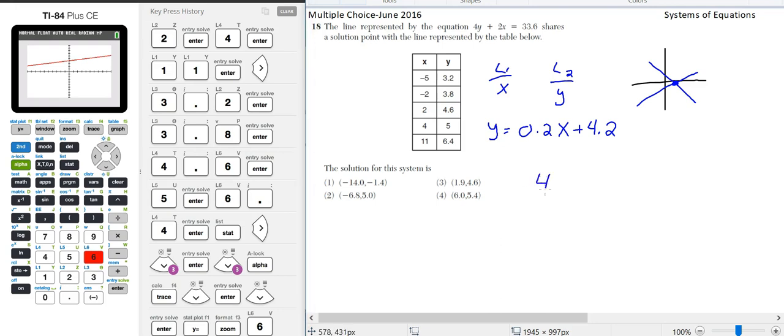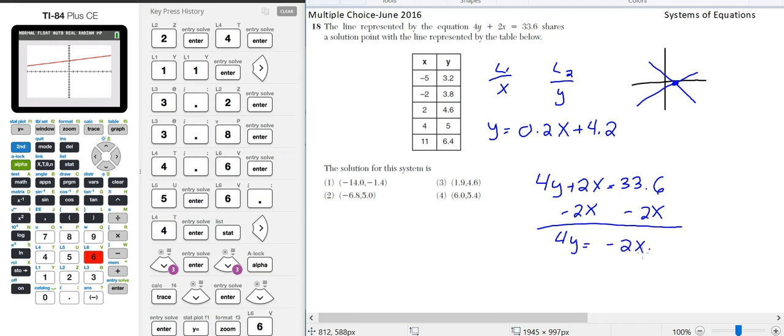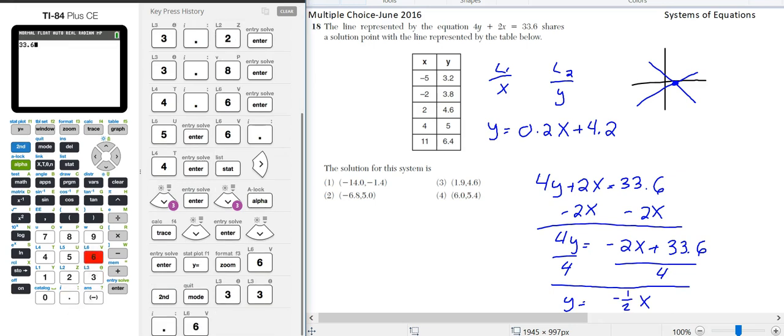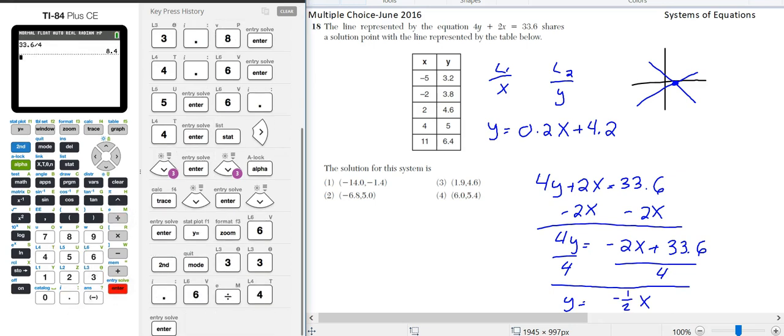The other equation is 4y + 2x = 33.6. In order to graph it, we need to have it in y = mx + b form. So we have to rearrange this equation and solve it for y. Minus 2x on both sides: 4y = -2x + 33.6. Divide by 4 and divide by 4. y = -1/2 x. 33.6 divided by 4 is 8.4. So that's our other equation.